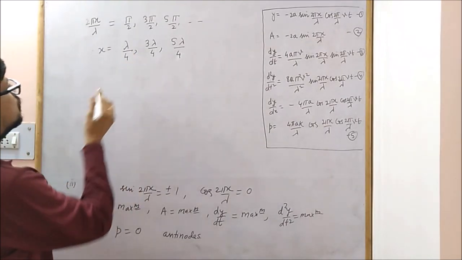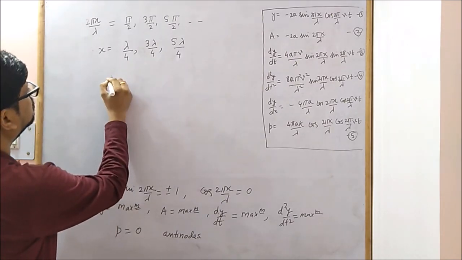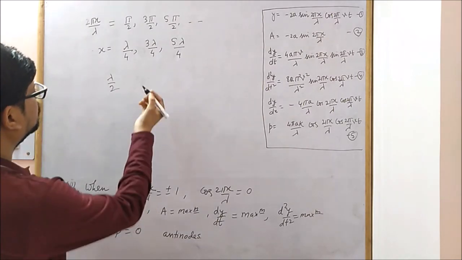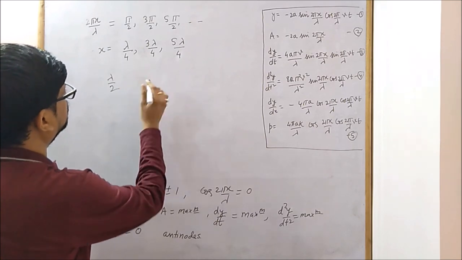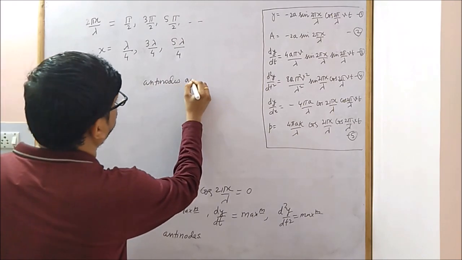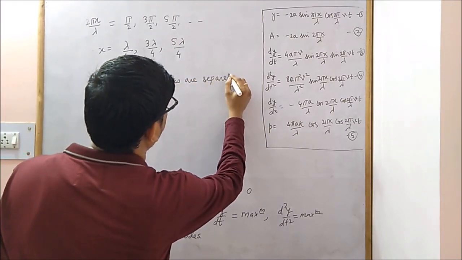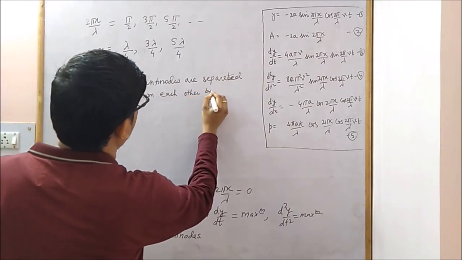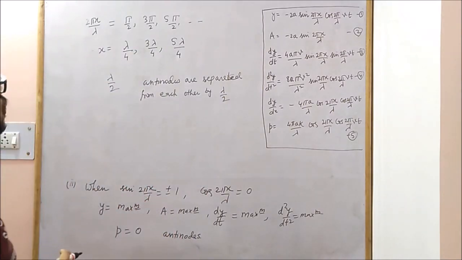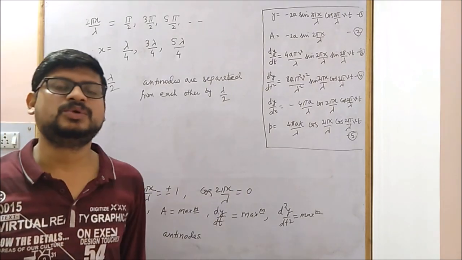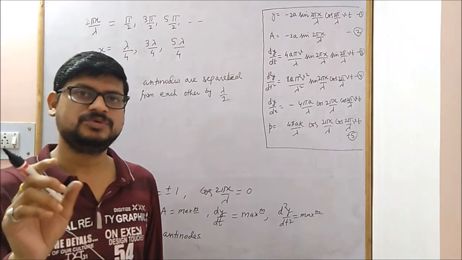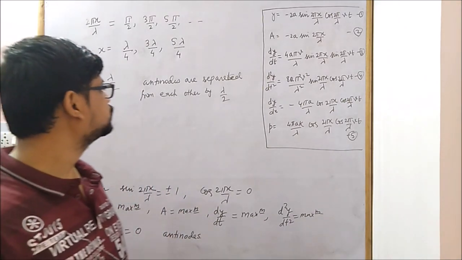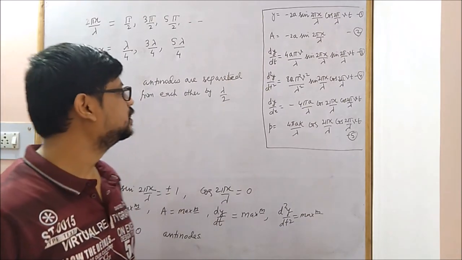So you find that the antinodes are also separated from each other by half the wavelength, that is lambda by 2. Let us write it: antinodes are separated from each other by half the wavelength or lambda by 2. So we find that the nodes as well as antinodes are equidistant from each other, that is two nodes are equidistant from each other and are separated by lambda by 2, and as well the nodes and antinodes are separated from each other by lambda by 2.